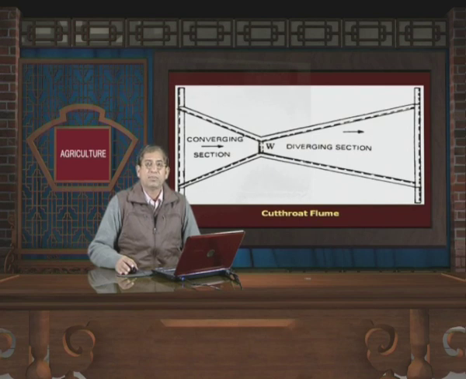Just like partial flumes, there are two scales in a cut throat flume. One scale is in the converging section and another scale is in the diverging section. Under free flow conditions, the HA scale is used, and under submerged conditions, HA and HB both scales are used for computation of discharge.